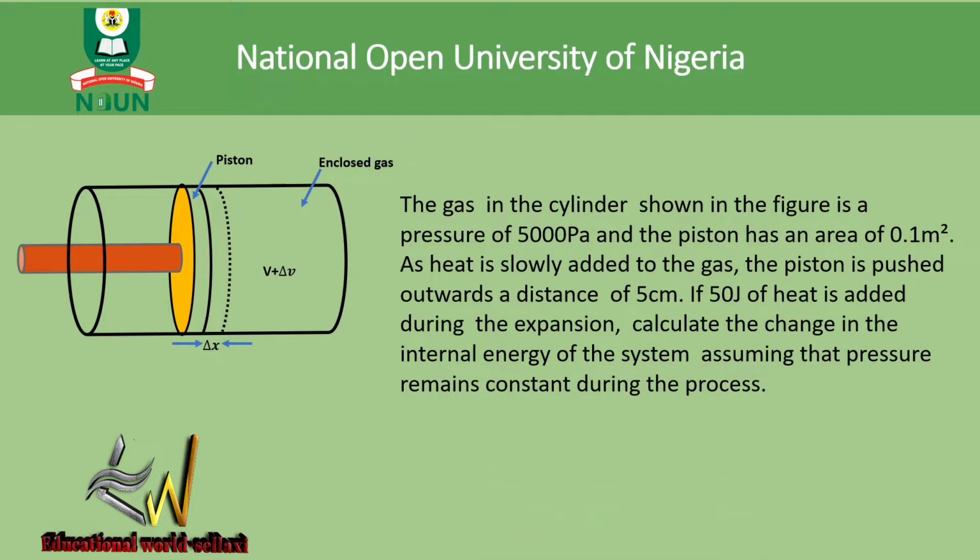Now the question goes as follows. The gas in the cylinder shown in the figure is at a pressure of 5,000 pascal and the piston has an area of 0.1 meter square. As heat is slowly added to the gas, the piston is pushed outwards a distance of 5 centimeters. If 50 joules of heat is added during the expansion, calculate the change in the internal energy of the system, assuming that the pressure remains constant during the process. So this is the question.